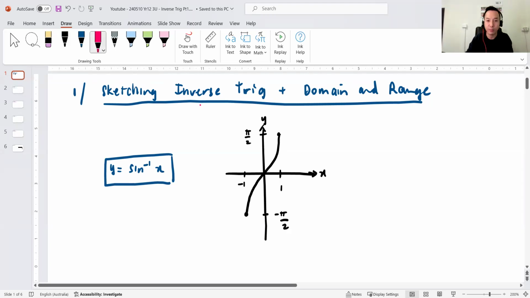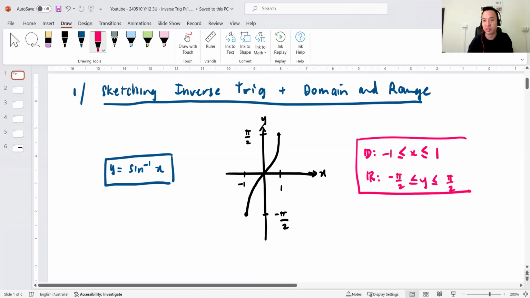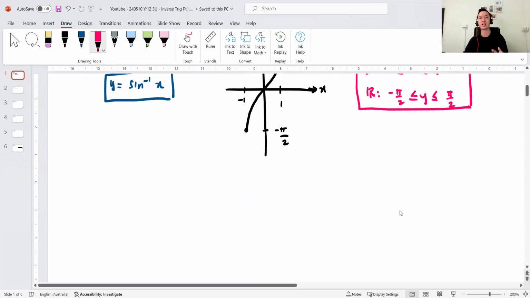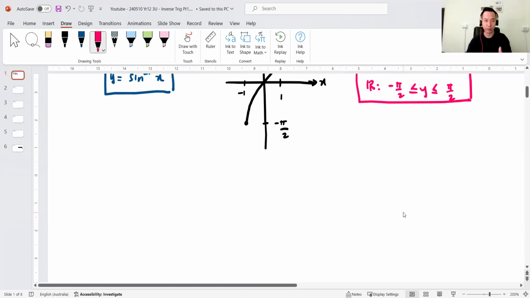In terms of domain and range, just by looking at that, it's quite obvious that the domain is between -1 and 1, and the range is between negative pi on 2 and pi on 2. Really straightforward. Capture that down. So that's a summary of sine inverse. Let's do cos and then tan, and then I'll hit up some past paper questions that deal with this concept of sketching and domain and range.